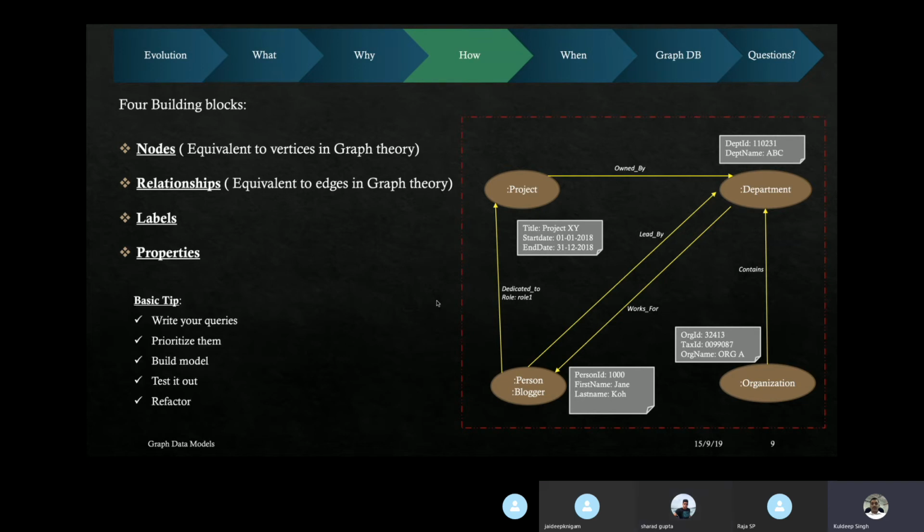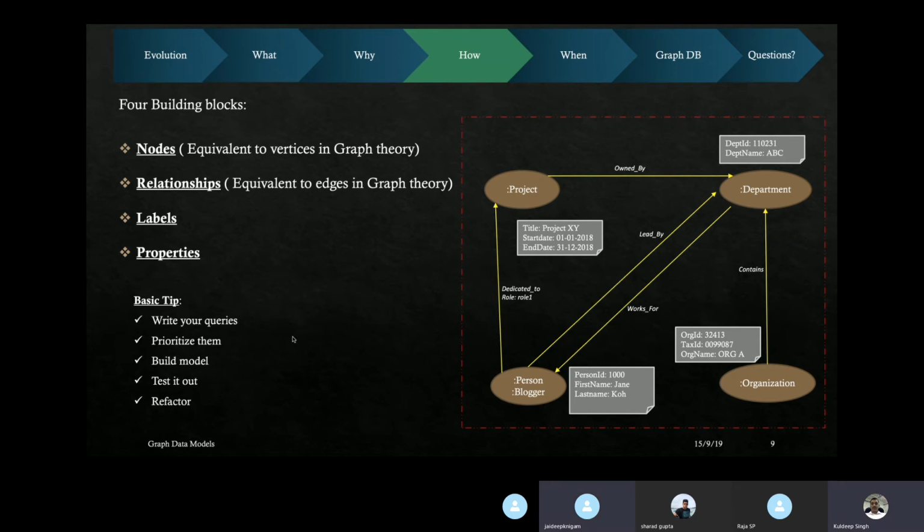A few basic tips we can use is to write your queries. When you start data modeling, the first step is to write the queries you want answers to from a graph model, prioritize them, then build the model, and test whether the queries you want to run are being successfully answered by the graph you have created. If not, you can refactor it anytime. That's how graph data modeling is done.